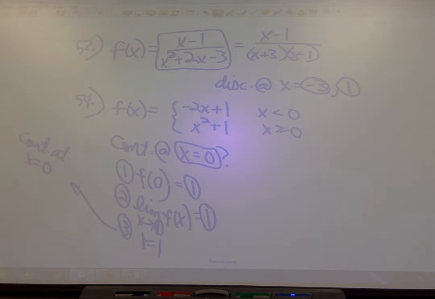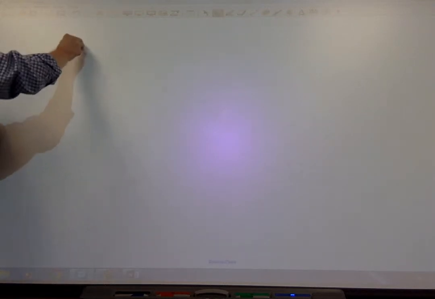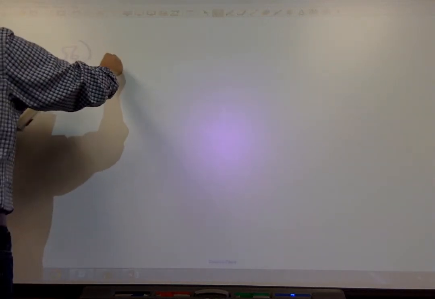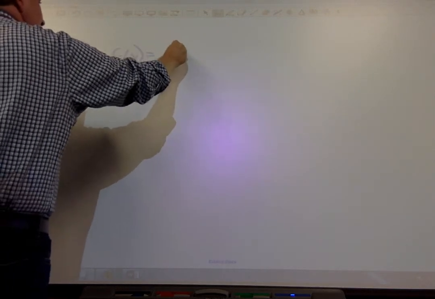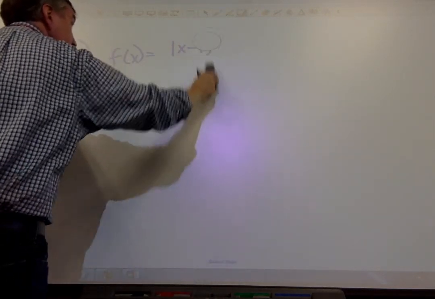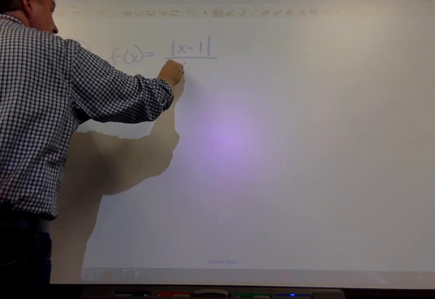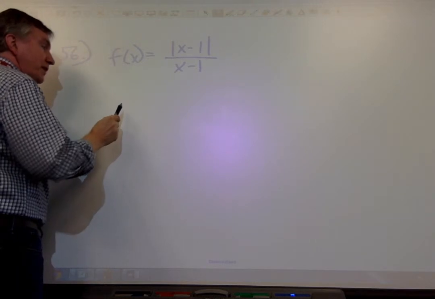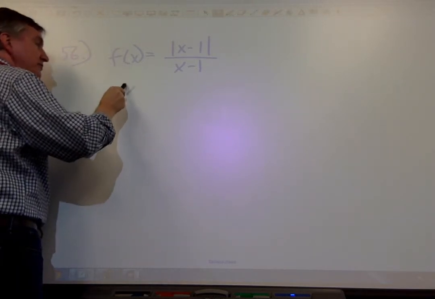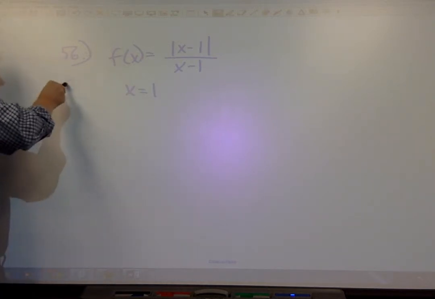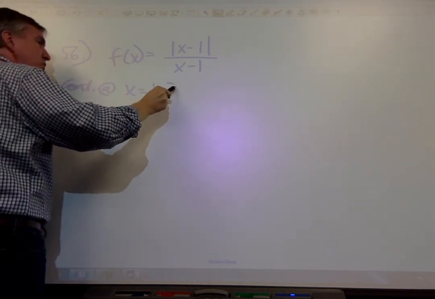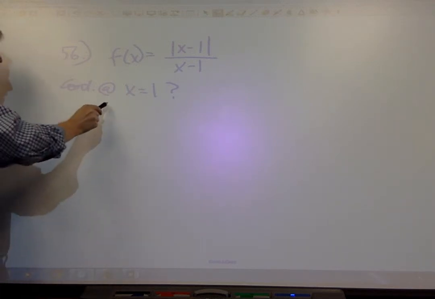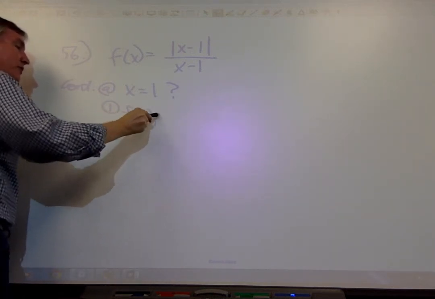I guess the toughest one on that page is 56. 56 says f of x equals the absolute value of x minus 1, over x minus 1. What would you say the problem spot might be? Yes. So we would say, is it continuous at x equals 1? Well, I guess it's not as hard as we thought, because what is f of 1?